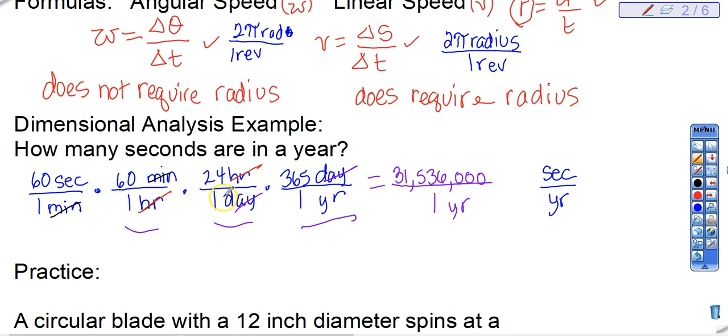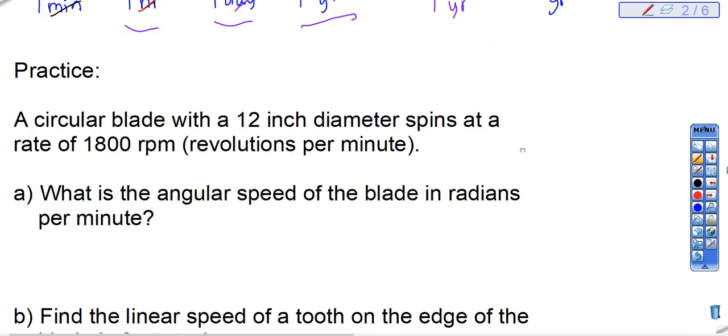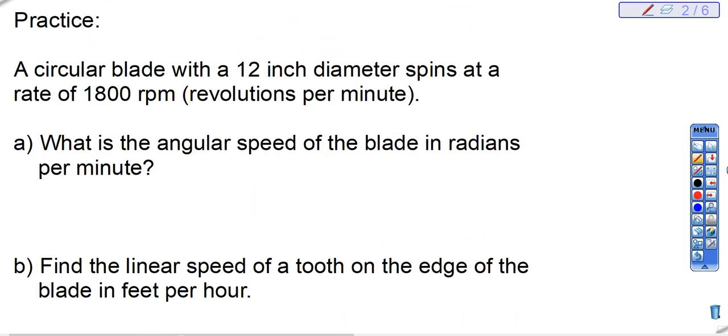24 hours divided by 1 day, they're the same thing, 1. 365 days to 1 year, that's 1. It's always multiplying times 1, sometimes some form of 1. So not really changing the value, I'm just changing the units of measure, dimensional analysis. So let's do some practice that has to do with circles. I'll give you a moment to copy this problem down.